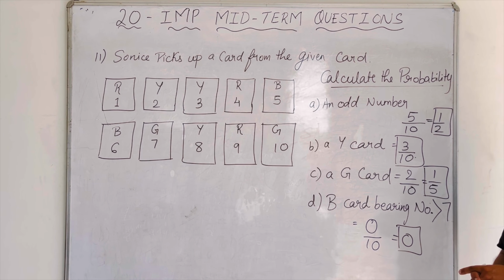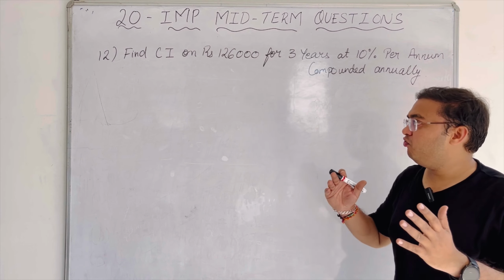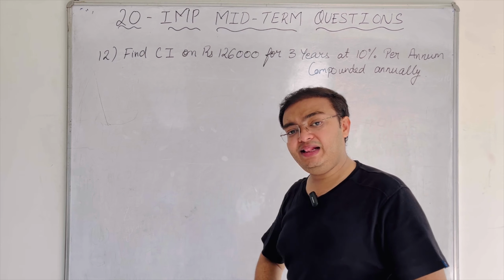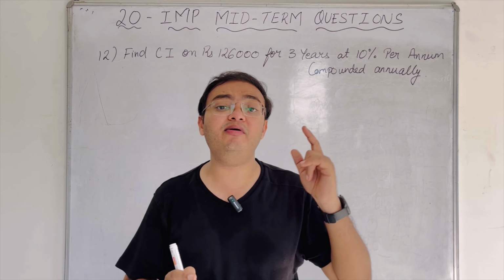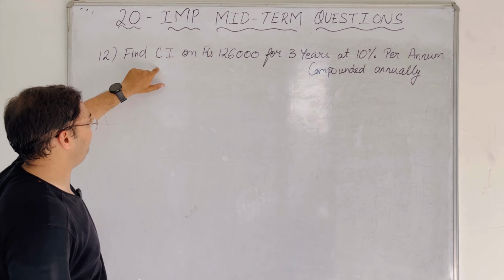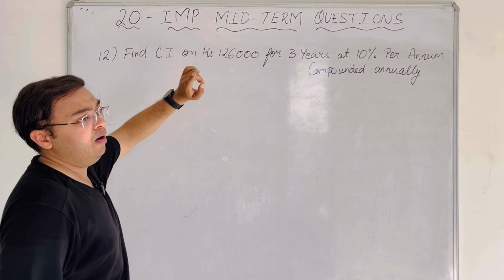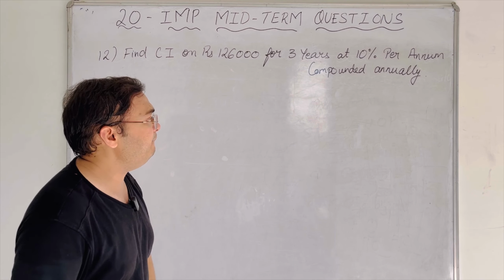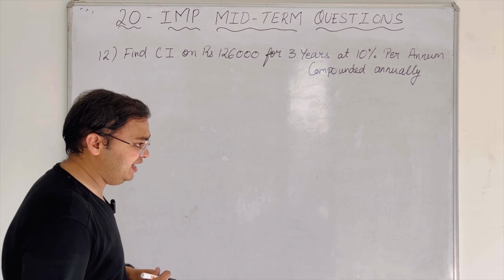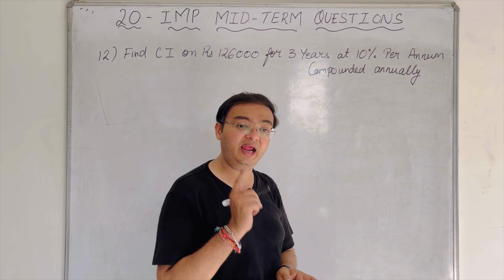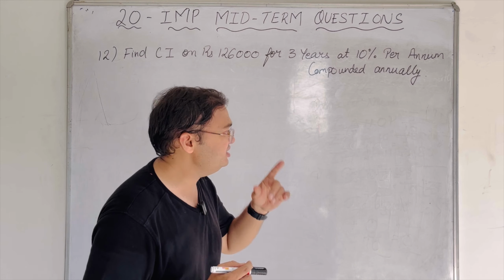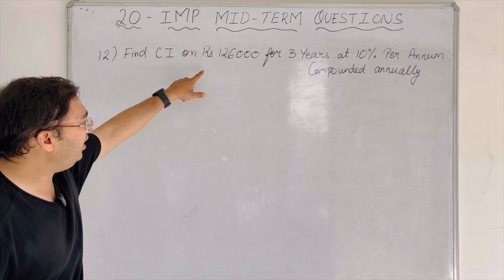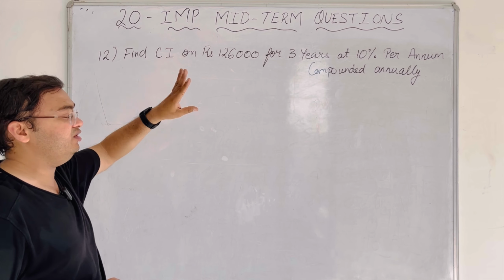So let's move to question 12, but before that, take a screenshot of it. Let's move to question 12. So finally we are with our 12th question, which is based on compound interest. We have to find the compound interest for the amount 1,26,000 for 3 years at 10% per annum compounded annually. That means per annum means per year. The interest rate is 10% and that 1,26,000 they have taken for 3 years.